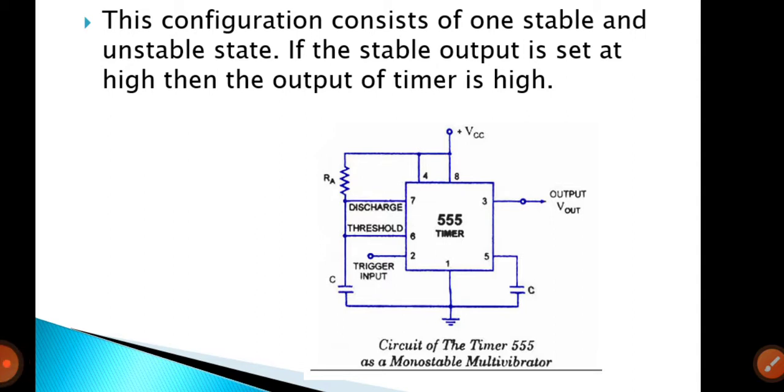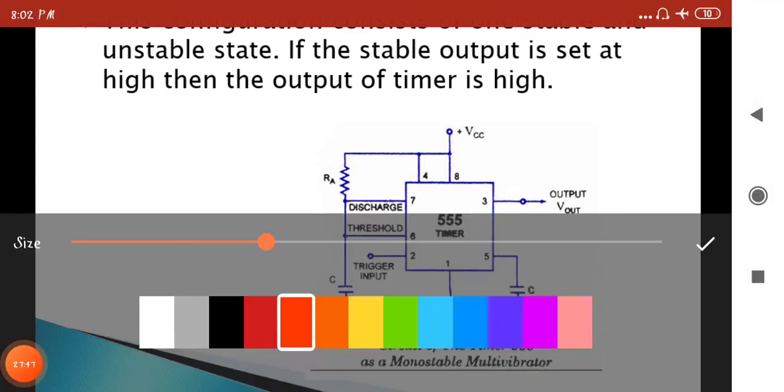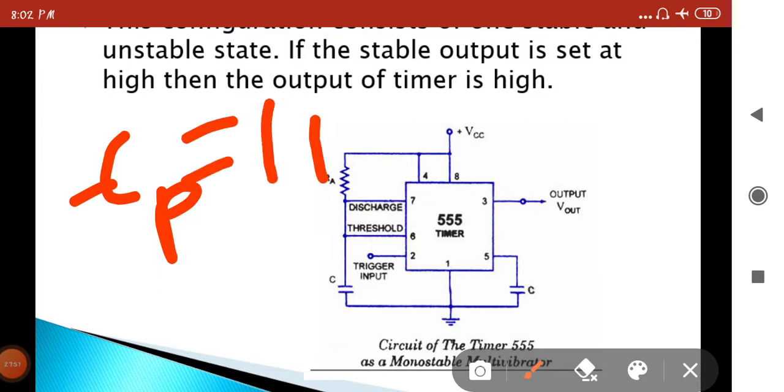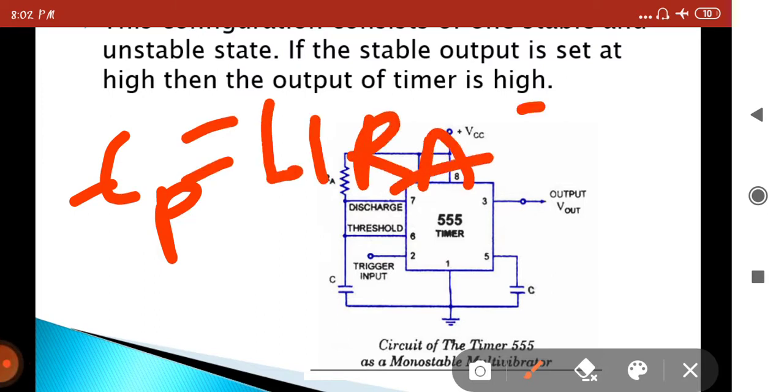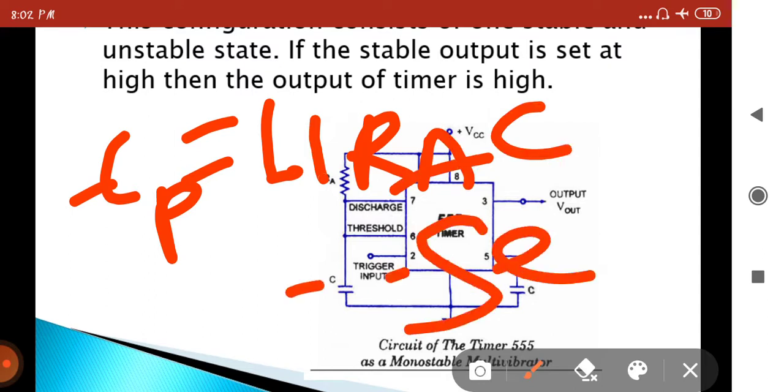RA is in ohms and the capacitor is in farads, and TP equals 1.1 RA into C. It is in seconds. In the high state, until the set time TP elapses, the output will not change its state even if an input trigger is applied again during this time interval TP. However, the circuit can be reset during the timing cycle by applying a negative pulse to the reset terminal. The output will then remain in the low state until the trigger is applied again.